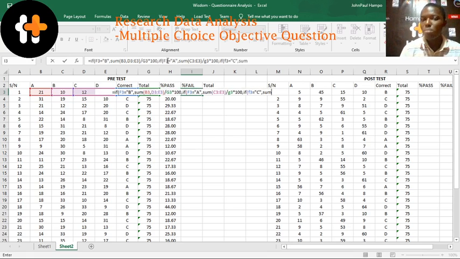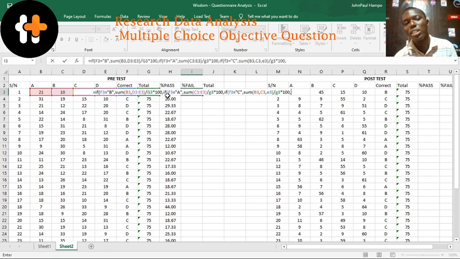We say sum of what? Of A, B, and D, which is E3. Good. Divide by G3, multiply by 100.